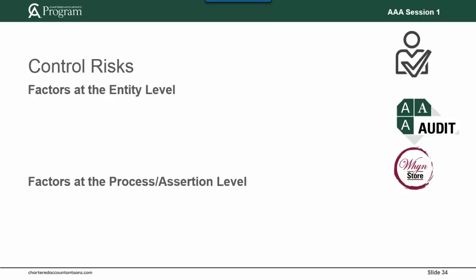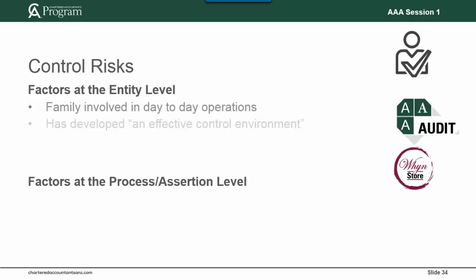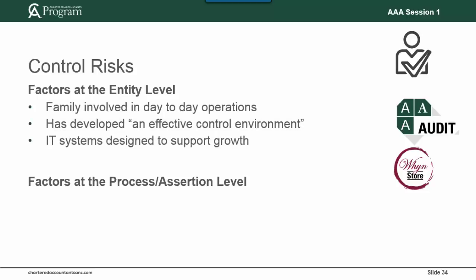With respect to control risks, factors at the entity level can help address those risks at the financial statements level. These are also the foundation for control activities at the process and assertion level. Absent of any other factors, my overall risk assessment of the control environment is low here for the wine store, since most of these factors indicate an effective control environment. That means we can expect that controls will be operating effectively.